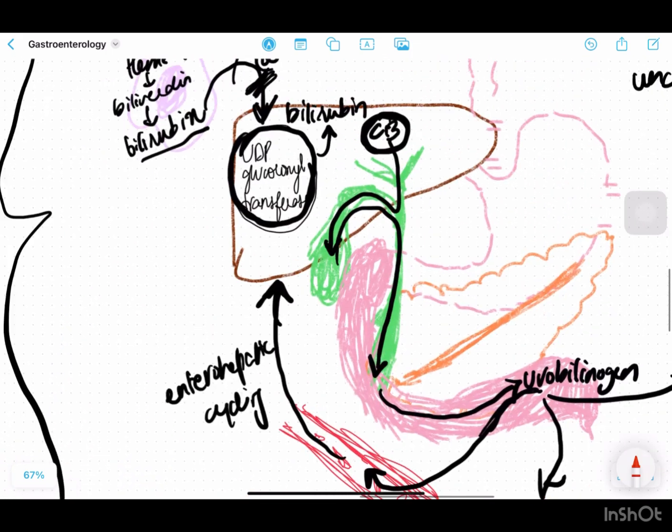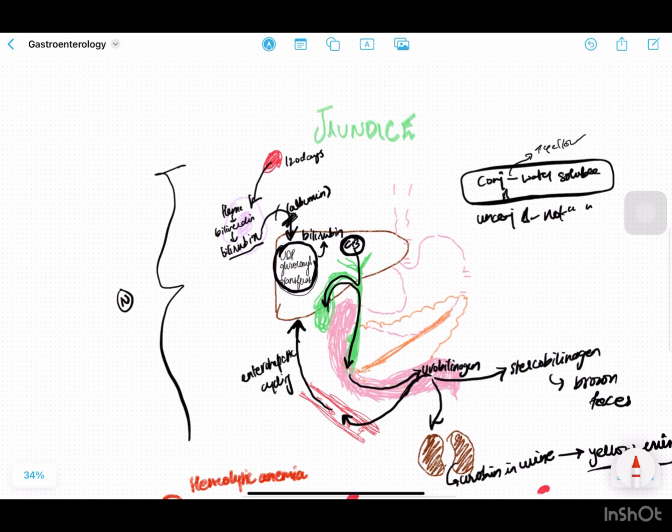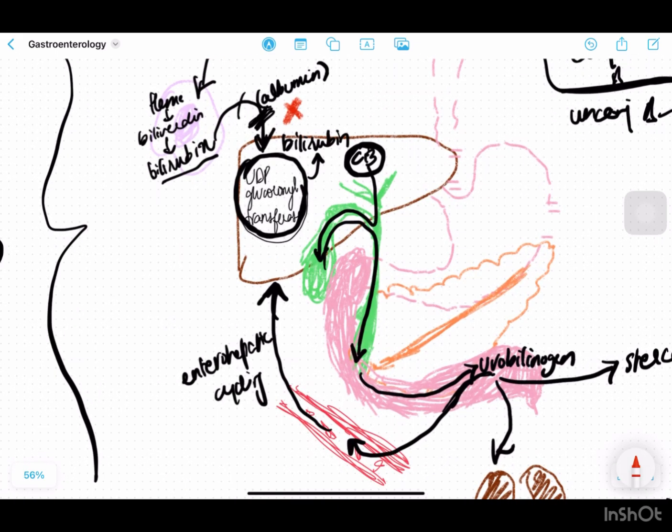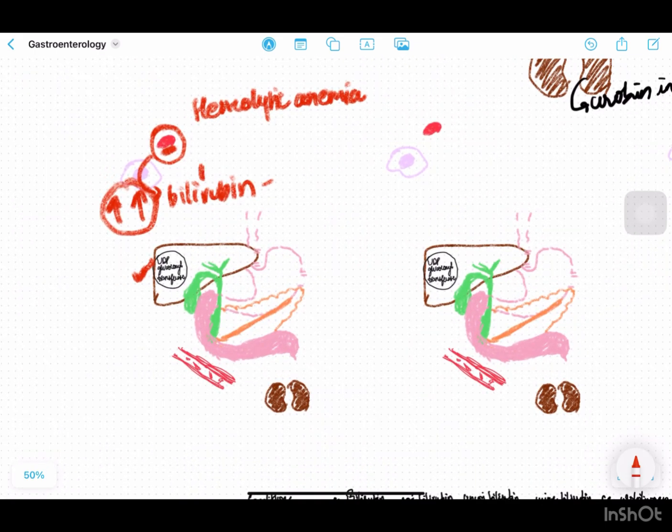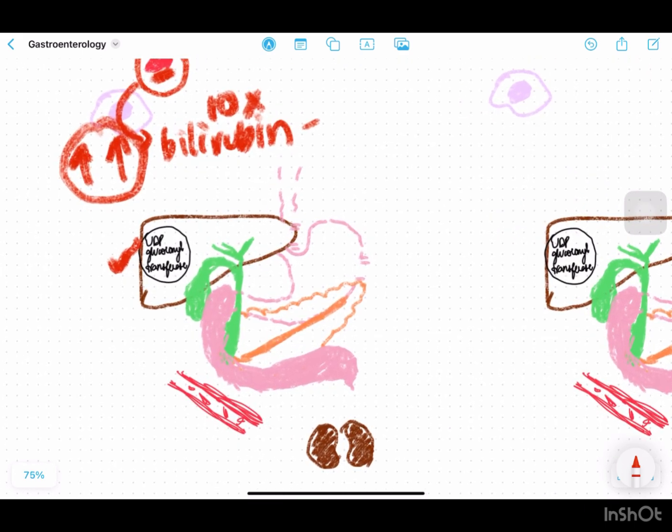Normally, if, for example, we had some X amount of RBCs dying and some X amount of unconjugated bilirubin being produced, to conjugate this X amount of bilirubin we would have some X amount of UDP glucuronyl transferase. But now, in this case, there could be some 10x amount of bilirubin produced. Now, this is just a number to explain. Don't take the number too literally. We are not going to have 10x UDP glucuronyl transferase.